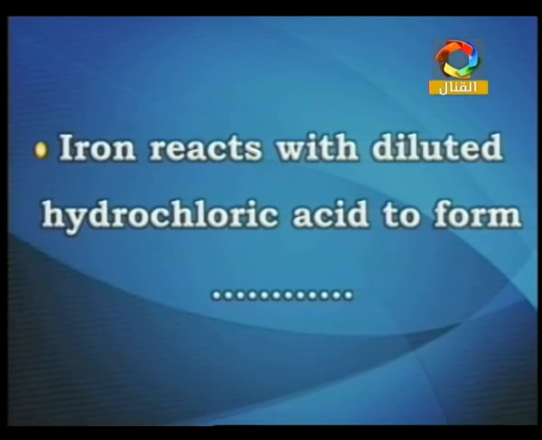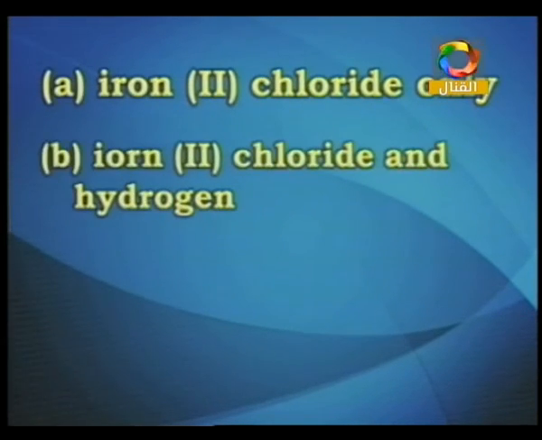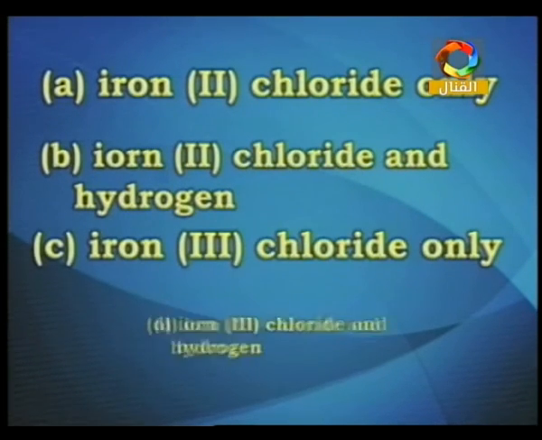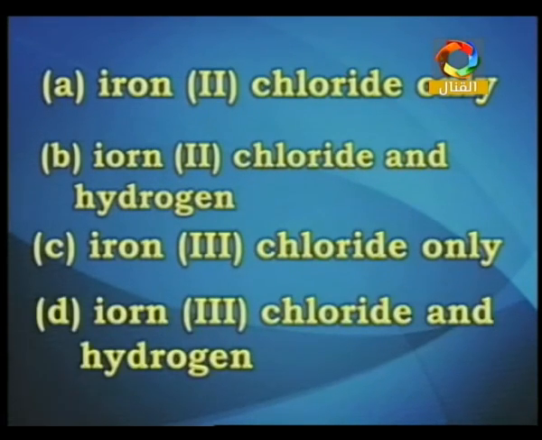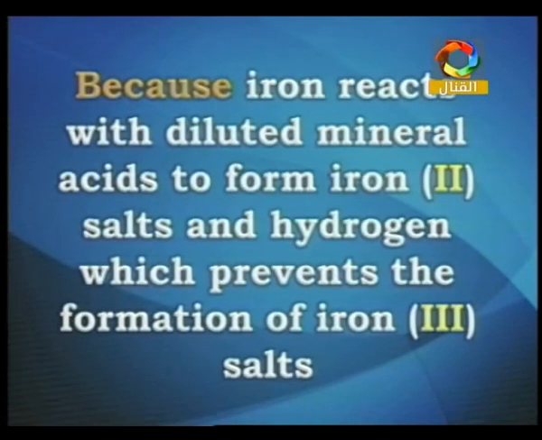Iron reacts with dilute hydrochloric acid to form what? Iron 2 chloride only, iron 2 chloride and hydrogen, iron 3 chloride only, iron 3 chloride and hydrogen. Yes, the answer will be iron 2 chloride and hydrogen. The reason for that, because iron reacts with dilute mineral acids to form iron 2 salts, and the hydrogen gas produced prevents the formation of iron 3 salts.